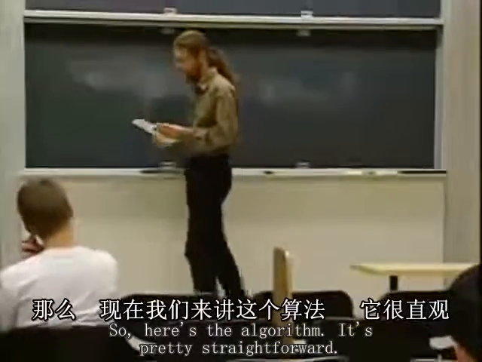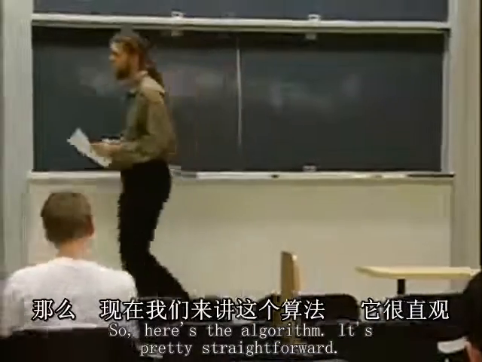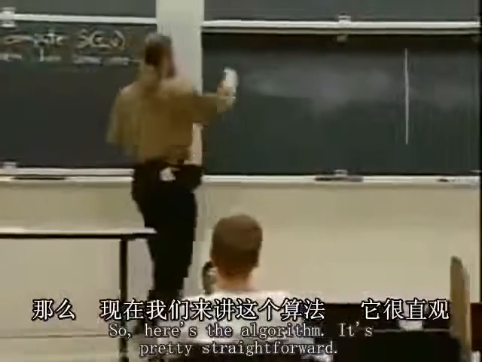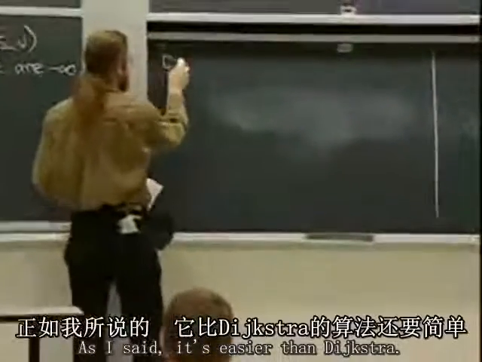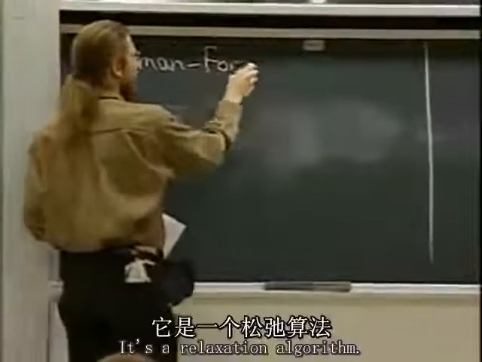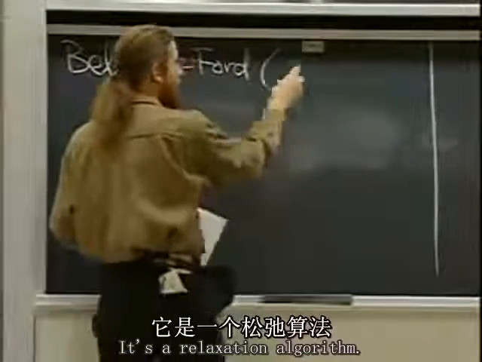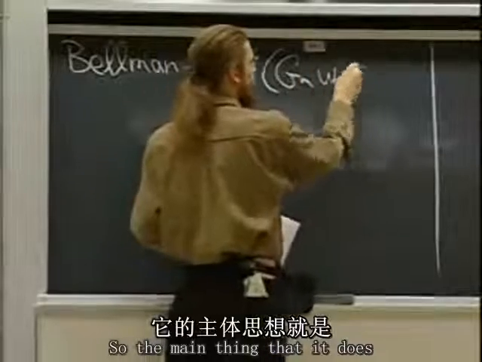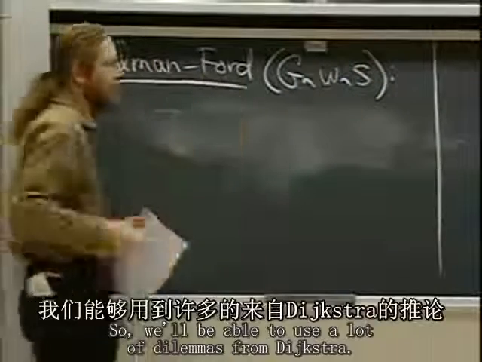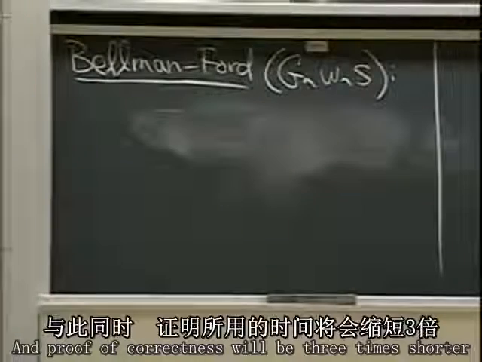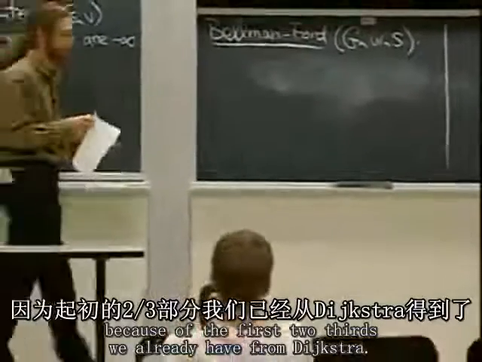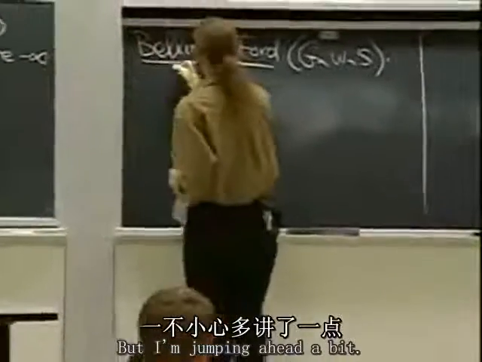So, here's the algorithm. It's pretty straightforward. As I said, it's easier than Dijkstra. It's a relaxation algorithm. So the main thing that it does is relax edges, just like Dijkstra. So we'll be able to use a lot of the lemmas from Dijkstra, and the proof of correctness will be 3 times shorter because the first 2/3 we already have from Dijkstra. But I'm jumping ahead a bit.